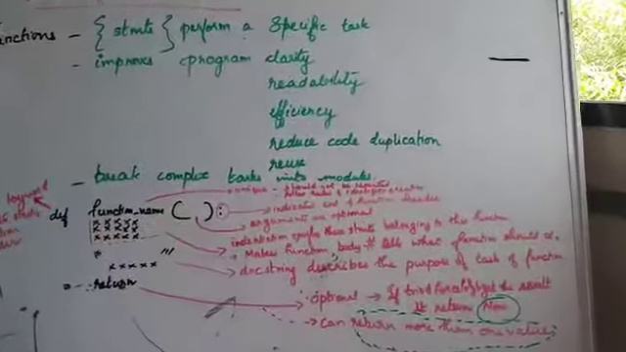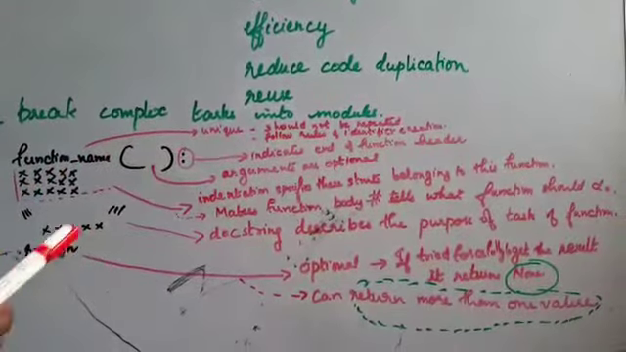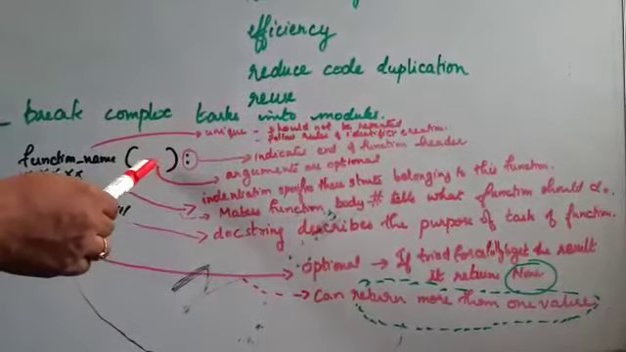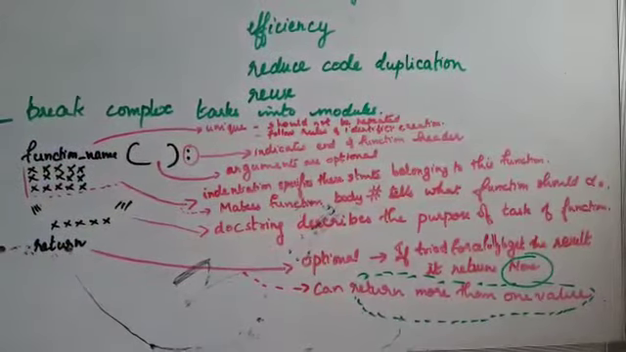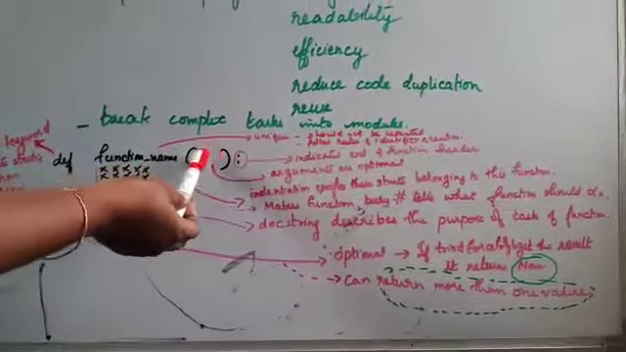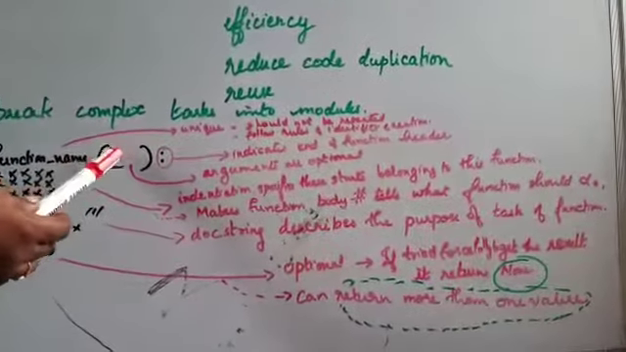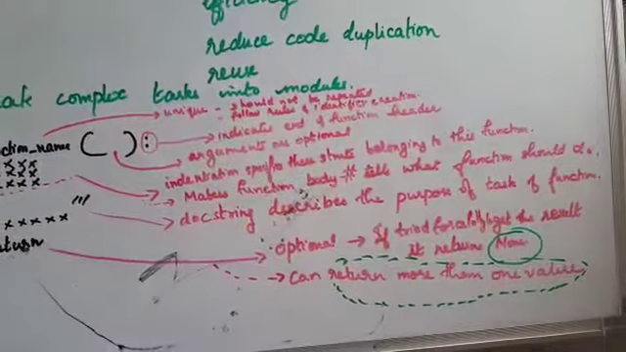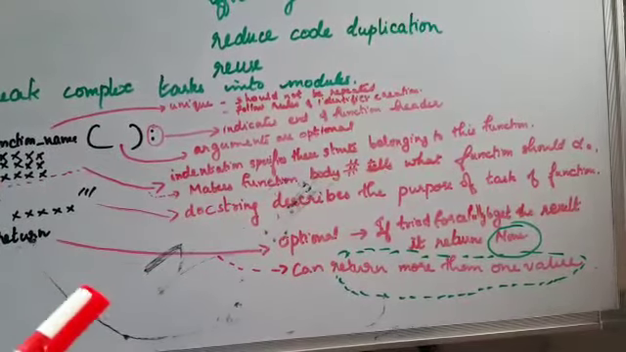After the function name, you have to put two brackets. In these brackets, you can write arguments, but sometimes we do not require arguments at all. At that time, you can leave it blank. That means arguments are optional. If you want to give more than one argument, that is also possible. But remember, they must be separated using commas.